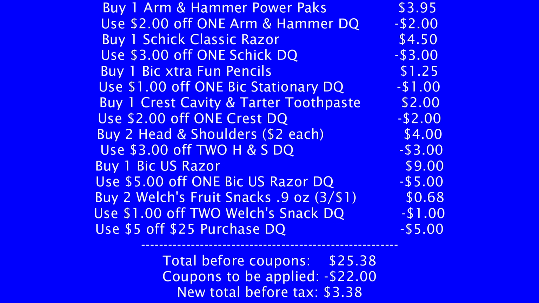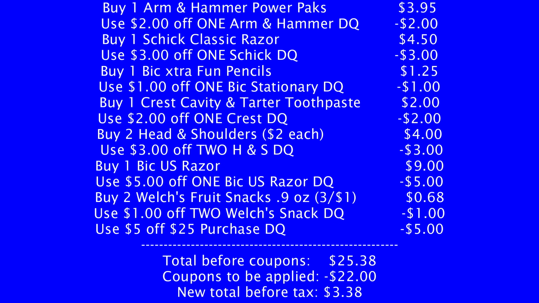Then you're going to pick up 2 of the Welch's fruit snacks. They're 0.9 ounce up front by the candy bars. They're just little individual packets. They're 3 for $1. We're only going to pick up 2. It's going to be a total of 68 cents. Then you're going to use that $1 off 2 Welch's snack digital coupon. And you're going to want to make sure that $5 off $25 is clipped to your account.